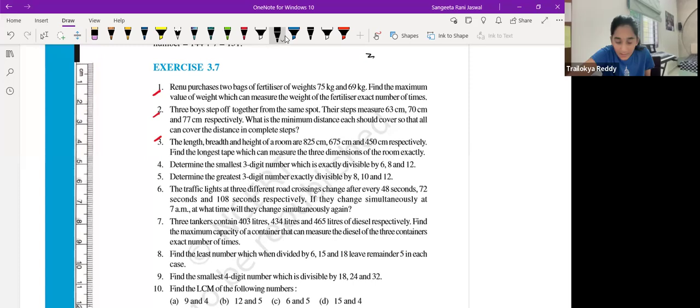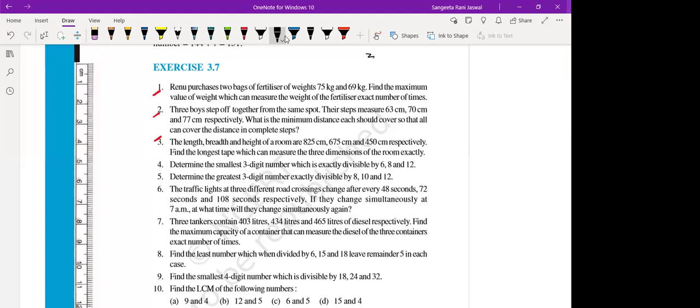Yes, ma'am. The maximum value of the weight which can measure the weight of the fertilizer. Now, the weight of the fertilizer is given to us in two bags, 75 kg and 69 kg. So you have to find the maximum value of that weight which can measure the two weights exactly, meaning no remainder. That means you have to find that number which divides these two perfectly. So what will you do in this question?